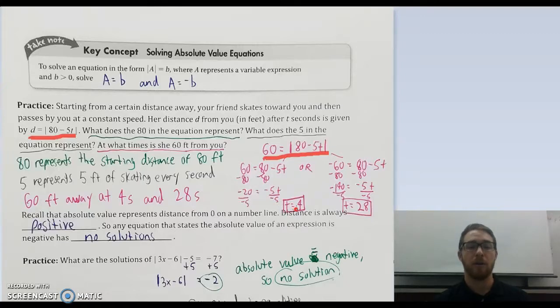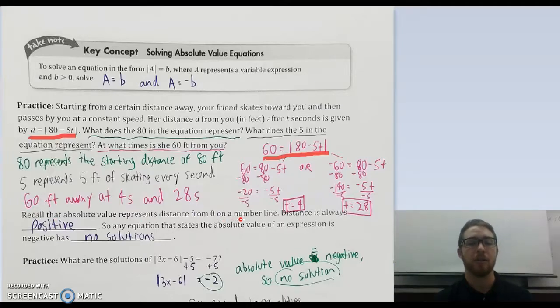So I get 4 seconds for the first time, and subtracting 80 and dividing by a negative 5 in the second equation gives you 28. So we see that if I skate towards him, if I have two friends skating towards him, I'll be 60 feet away at 4 seconds, and then later on you'll have passed them and gone 60 feet past them at 28 seconds.